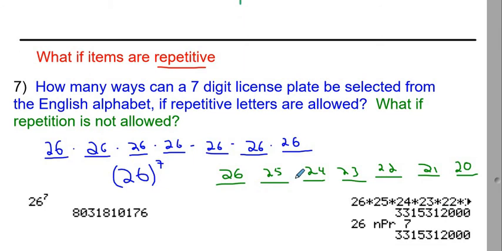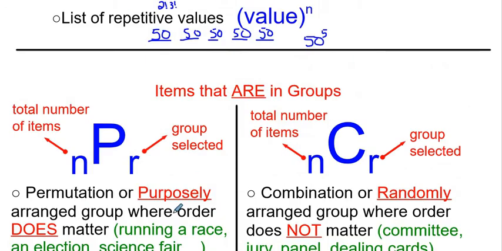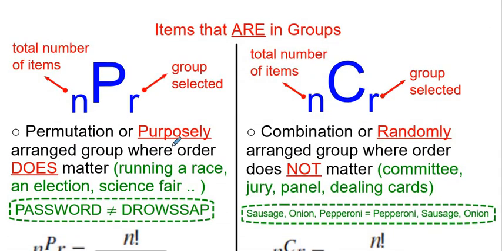But this is actually the same thing as doing a permutation, because I'm taking 26 choices and making a non-repetitive selection of 7 of them. If you go back and look at the definitions and terms, that's exactly what it says. You purposely arrange items where order matters. Think of a license plate like a password.